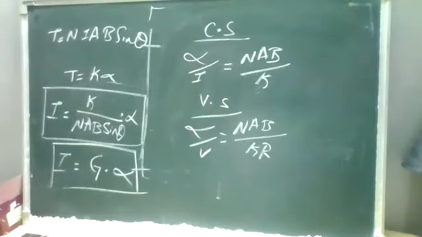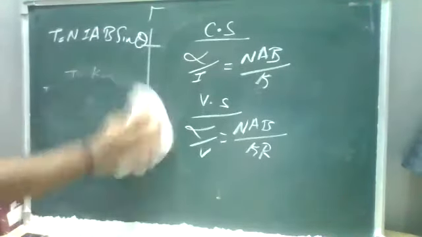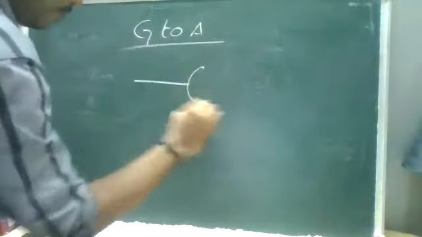Conversions. Galvanometer to ammeter and galvanometer to voltmeter conversion. Next one, galvanometer to ammeter conversion. A simple circuit, but important, that is galvanometer to ammeter conversion. So for this one, I'm taking a galvanometer.